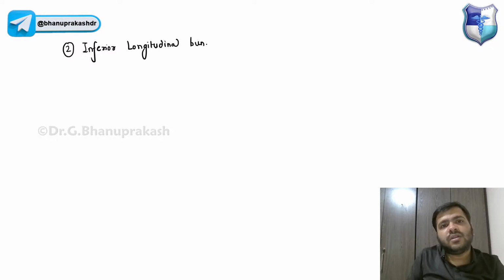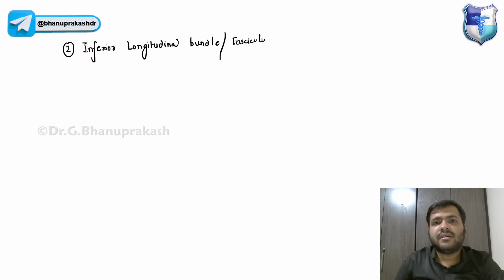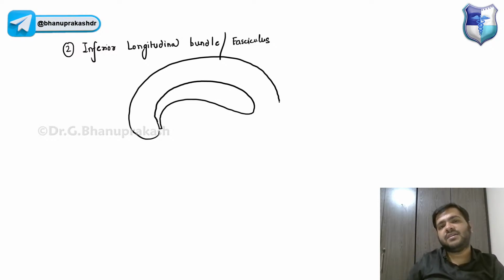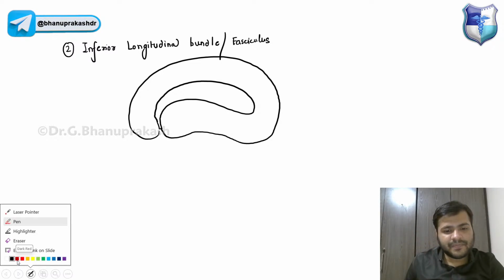The inferior longitudinal bundle is also called the inferior longitudinal fasciculus, right? Now again, guys, taking the same diagram, we have the corpus callosum, right? I'm taking the sagittal section. Now, it is the bundle of these association fibers, guys.